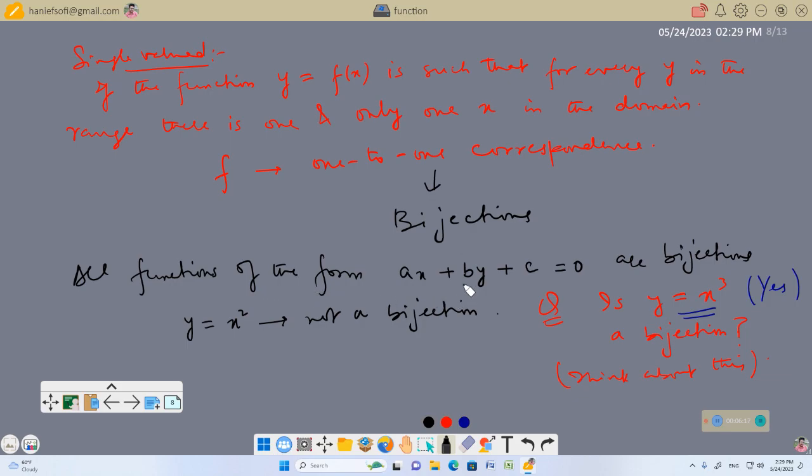And we said all functions of the form ax plus by plus c is equal to 0 are bijections. Then we said y is equal to x square is not a bijection, but y is equal to x cube is a bijection. So let me make a clarification. You need to remember that a single valued function is one thing, a bijection is another thing.